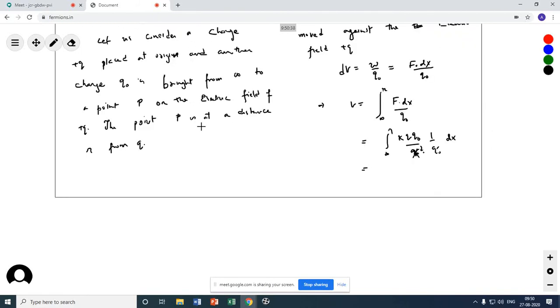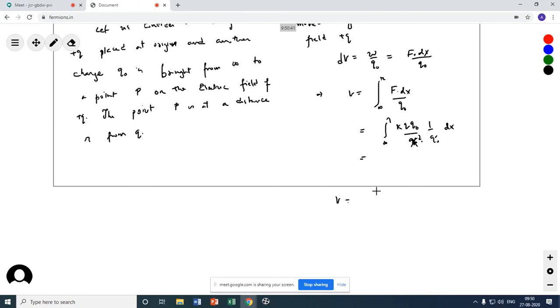So I'm going to get V equal to the integral from infinity to r of kQ, I'll take it out, and I'll be left with 1 by x square dx. So V equals kQ times the integration of 1 by x square dx, which, if you remember, I have taught you, is x to the power minus 2 plus 1 by minus 2 plus 1. So that gives me minus 1 by x, from infinity to what? Right? You are bringing from infinity and you are placing it at r.